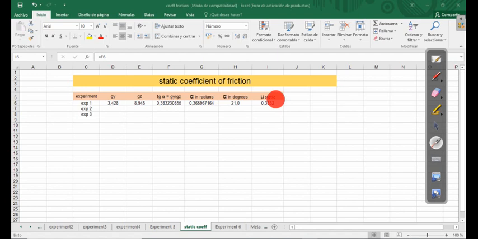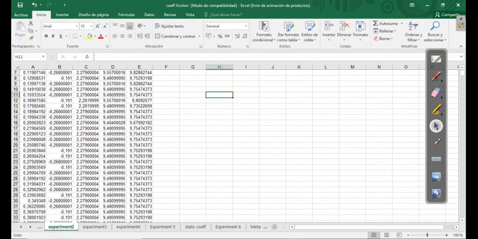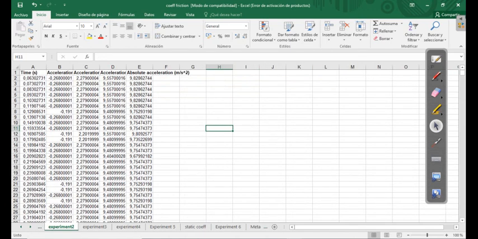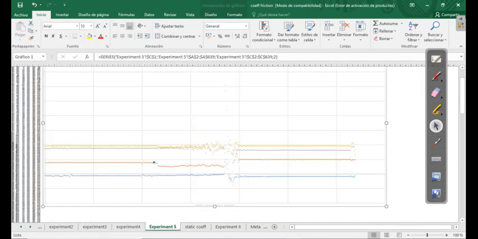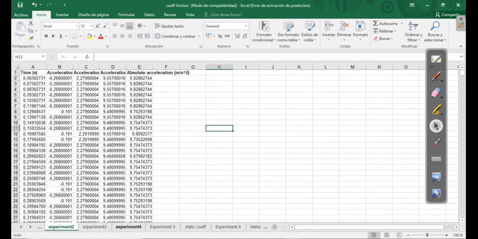With experiment 2, you have to do the same, then with experiment 3, with experiment 4, all the data of experiment 2, the same with experiment 3, the same with experiment 4, and experiment 5, which I had already done. So you have all these experiments, you need 10 of them, okay?